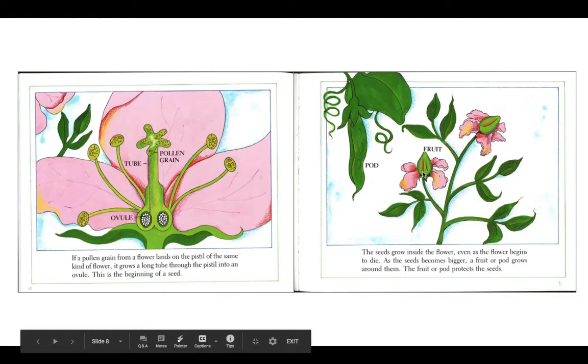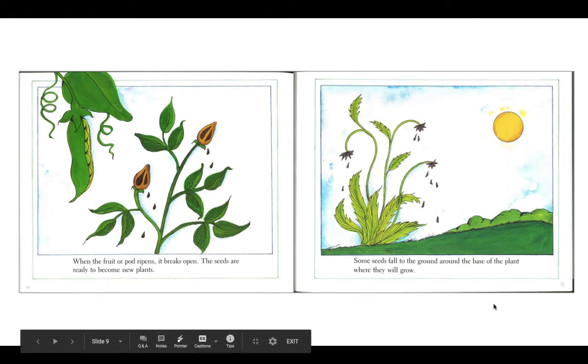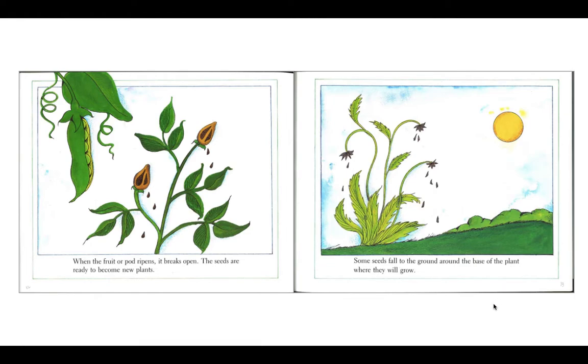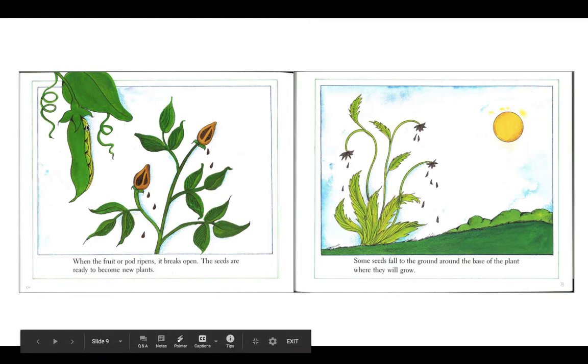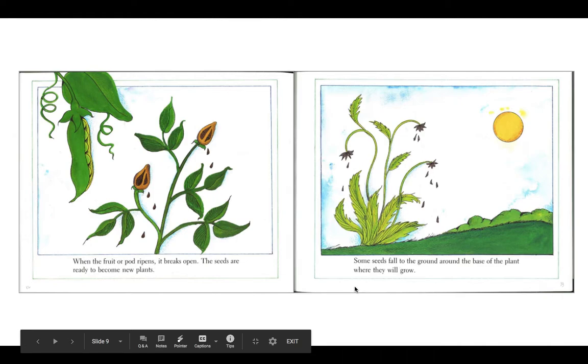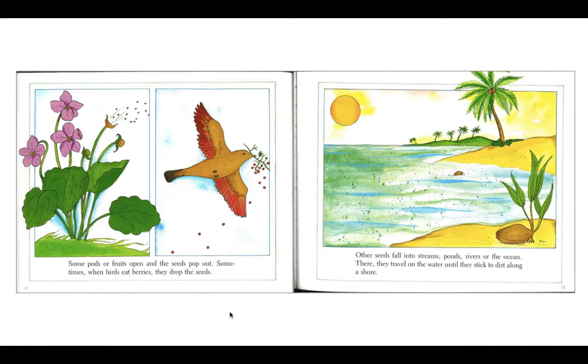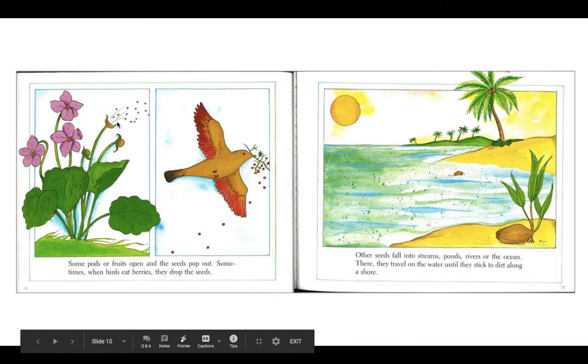So here's the fruit, or sometimes it's a pod, like a pea pod. When the fruit or pod ripens, it breaks open. The seeds are ready to become new plants. So when they're ripe, and oftentimes this is when we eat them, the seeds can pop out and become new plants. Some seeds fall to the ground around the base of the plant where they will grow. Here they're falling. Some pods or fruits open and the seeds pop out. Look at that, pop.